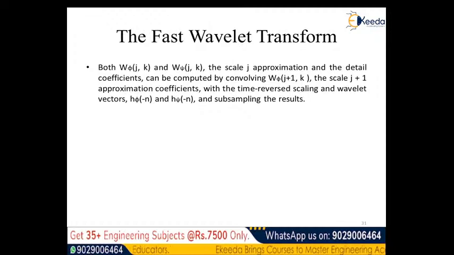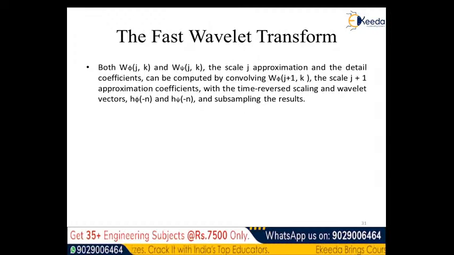So these can be computed by performing the convolution operation. So convolving W_φ(j plus 1, k), the scale j plus 1 approximation coefficients, with the time reversed scaling and the wavelet vectors respectively denoted by h_φ(minus n) and h_ψ(minus n), and further subsampling the results, we obtain the relationship here.